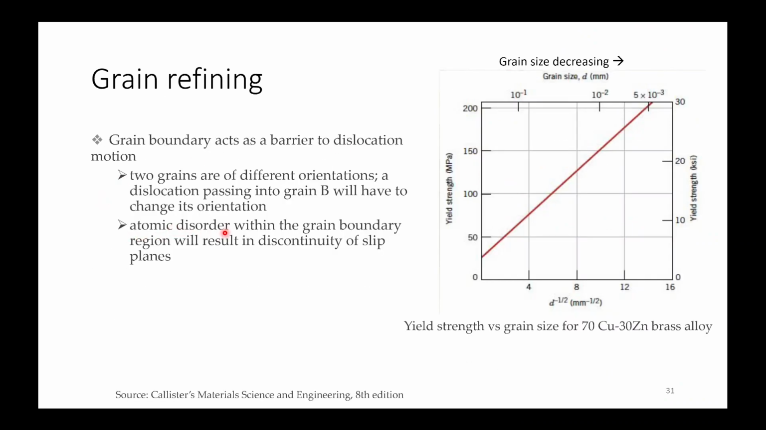And atomic disorder within the grain boundary region will result in discontinuity of slip planes, so it leads to an increase in strength. So if the grain size is decreasing in this direction, then the yield strength keeps on increasing.